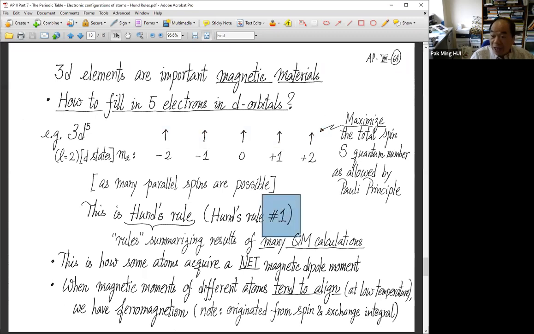Hund's rule is very funny. There are 3 rules, but there is an order to exercise the 3 rules, meaning the number 1 rule is the strongest, the second rule is medium, the last rule is weakest, meaning sometimes Hund's rule number 3 is not obeyed. But Hund's rule number 1 always works.